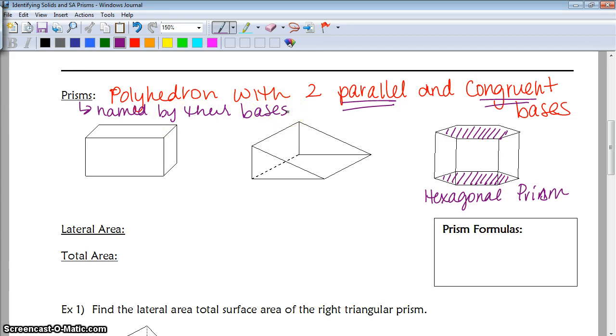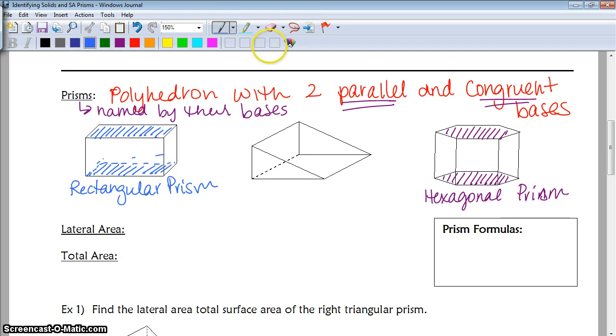So let's go ahead and jump over to the left now. This is probably one of the easier versions. Now the base does not always have to be what it's sitting on, but it can be. Now in this case, if I were to call this top portion a base, then I would also have to call its parallel congruent face on the other edge also a base. This would be a rectangular prism.